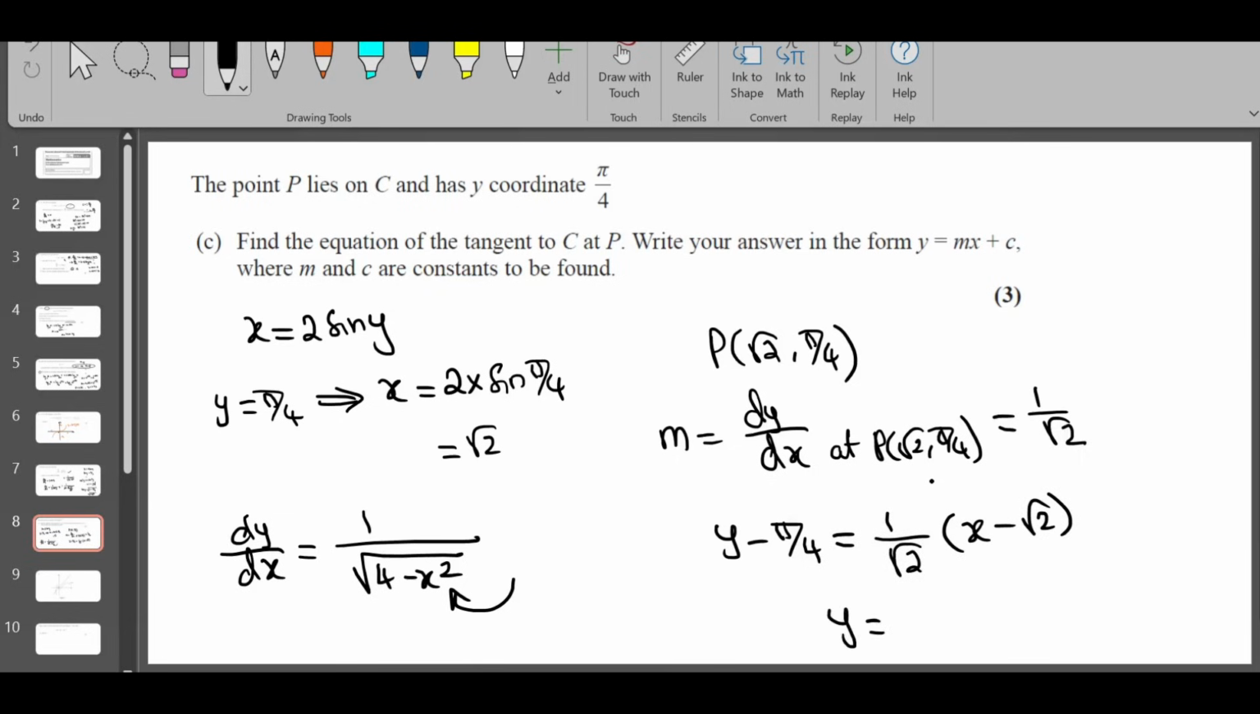So y is going to be 1 over root 2x. When you multiply these two, you'll get minus 1. Bring the minus pi over 4 here, plus pi over 4. That's a solution. Do not change anything to decimal.